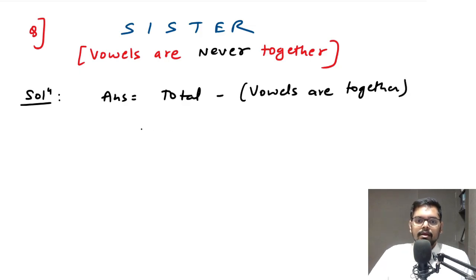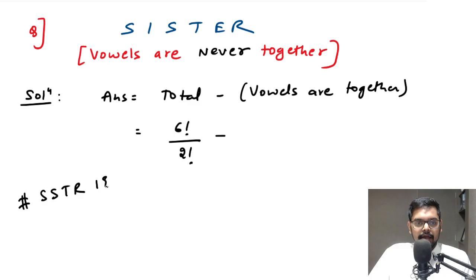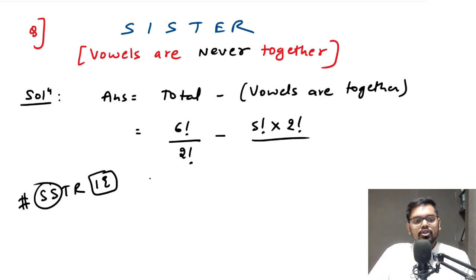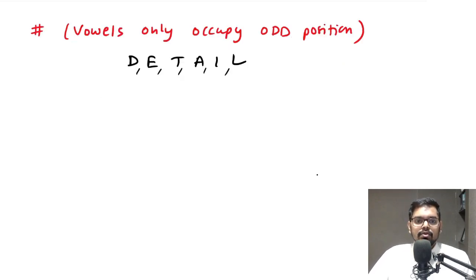Okay, how to solve? So total is 1, 2, 3, 4, 5, 6. 6 letters can be arranged among themselves in 6 factorial ways, but S is repeated 2 times, so divide by 2 factorial. Minus vowels are together, so let me make it here that S, S, T, R are consonants, I, E is vowel. So 1, 2, 3, 4, 5. 5 players can be arranged among themselves in 5 factorial ways, and 2 letters can be arranged among themselves in 2 factorial ways. Divide by the repetition, S is repeated 2 times. This is your final answer. Understood? If understood, let us go to the next question.